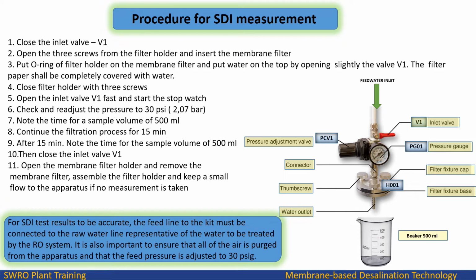10. Then close the inlet valve V1, open the membrane filter holder and remove the membrane filter, assemble the filter holder and keep a small flow to the apparatus if no measurement is taken, for SDI test results to be accurate. The feed line to the kit must be connected to the raw water line representative of the water to be treated by the RO system. It is also important to ensure that all of the air is purged from the apparatus and that the feed pressure is adjusted to 30 psig.